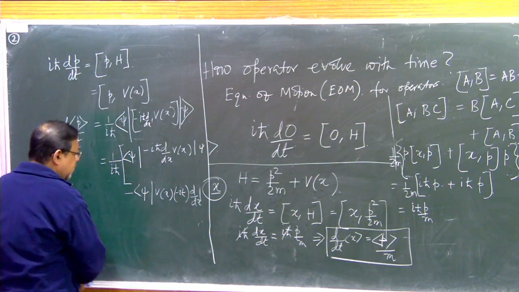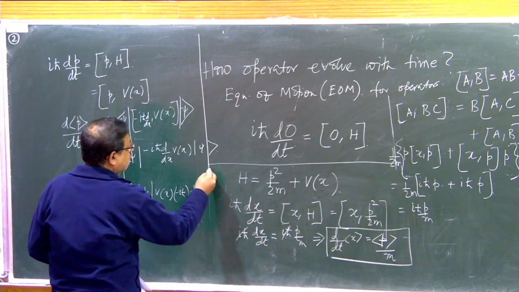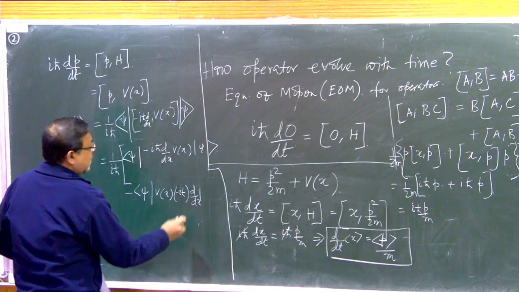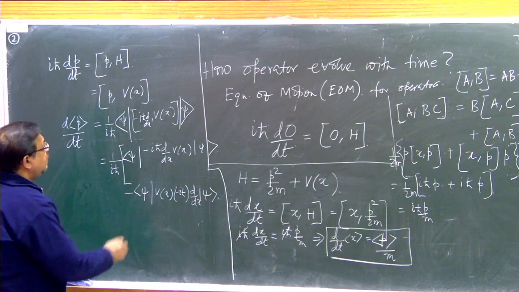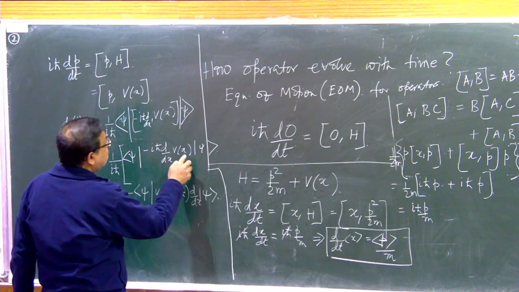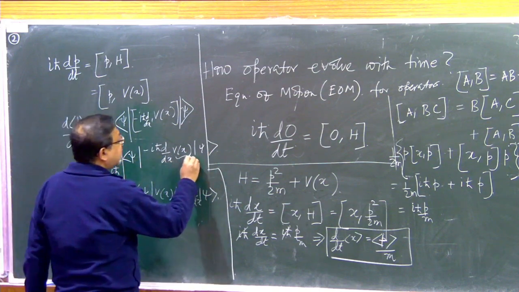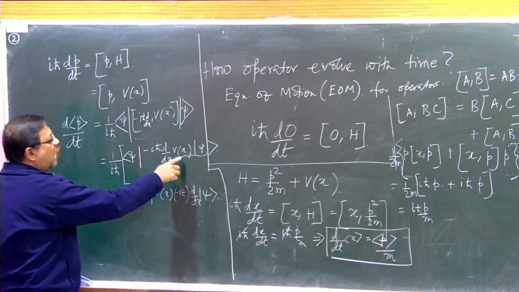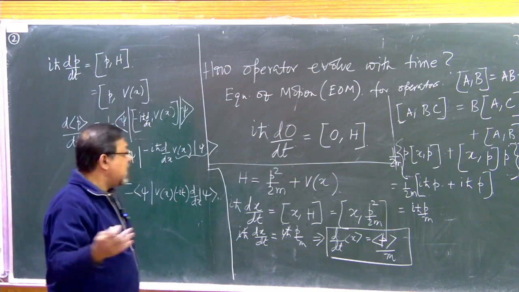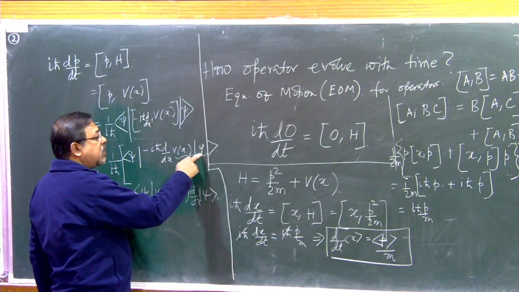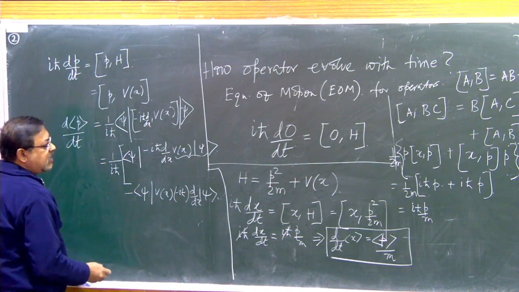Let me erase this x from here. d/dx of psi. Now you see this is a d/dx, V(x) and psi(x). So this you have to operate twice. Once keeping V(x) to be constant, operate it on psi(x), and then another time when you keep psi(x) to be constant and operate it on V(x). So that can be done.